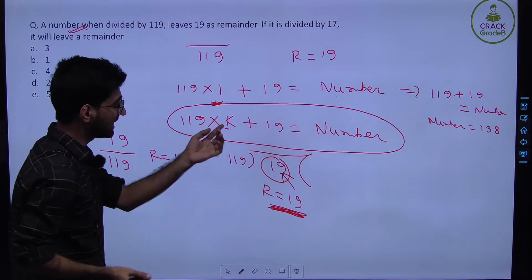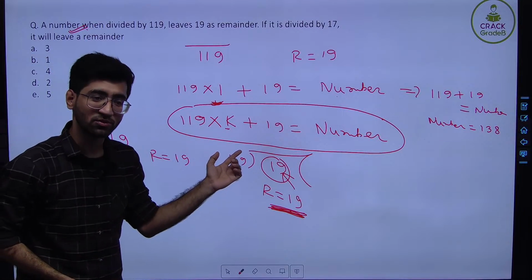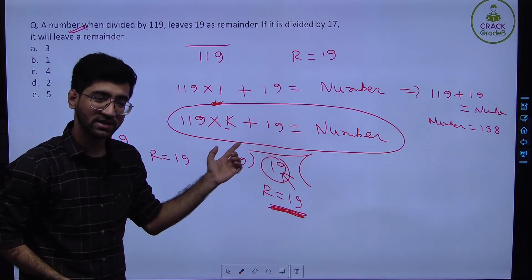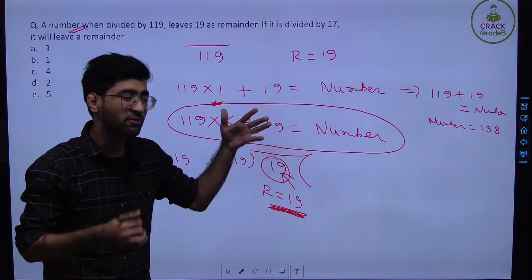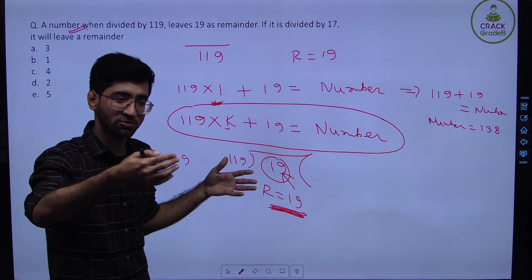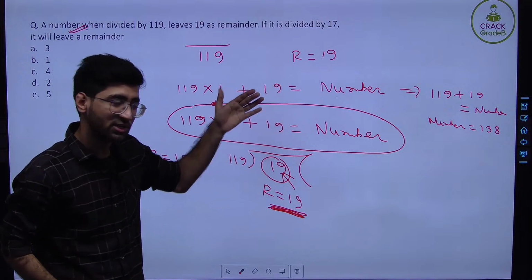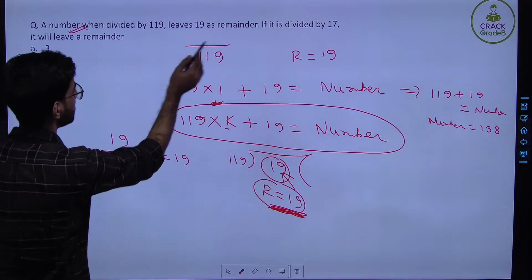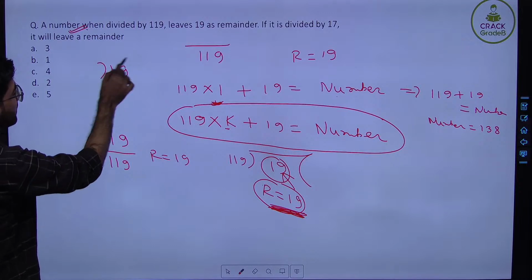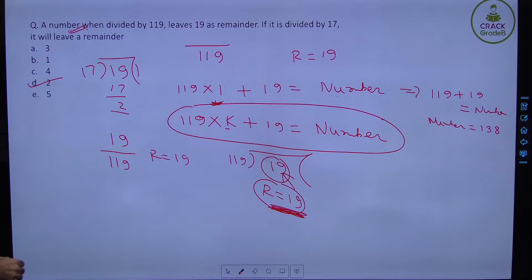You can think that k equal to 1. You can also think that k equal to 0. You can also think that k equal to 2. But why will you put k equal to 2, k equal to 3? Don't worry. We will solve many questions related to remainder theorem and you will be able to grasp it. So, the remainder is 19. Now if you divide remainder 19 by 17, obviously the remainder will be 2.